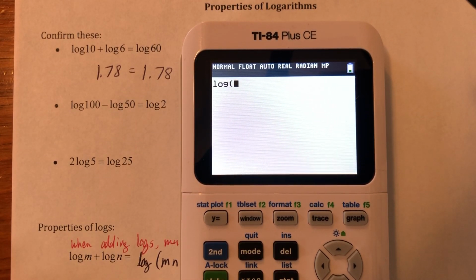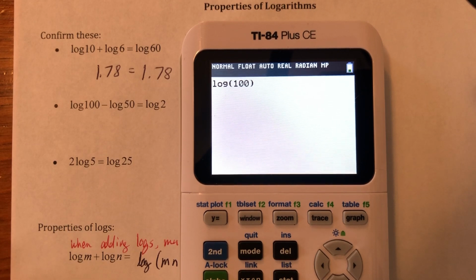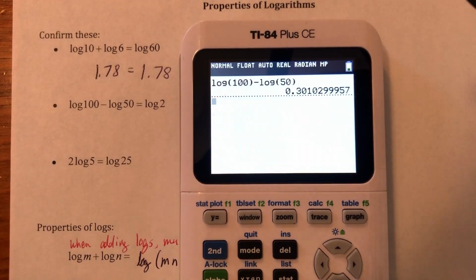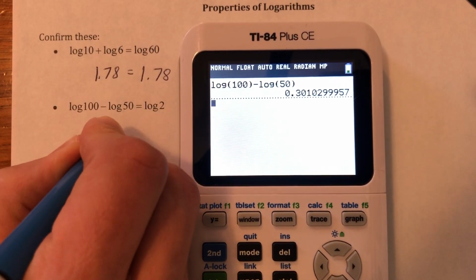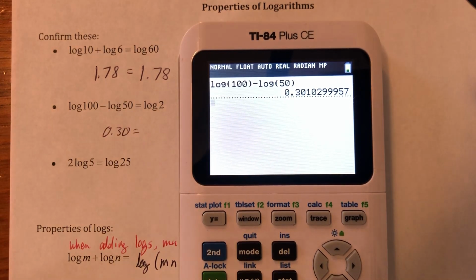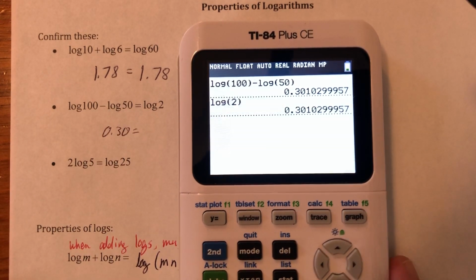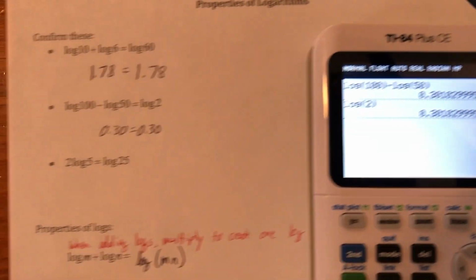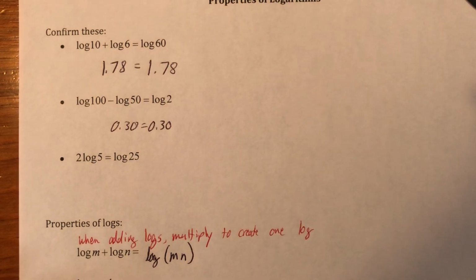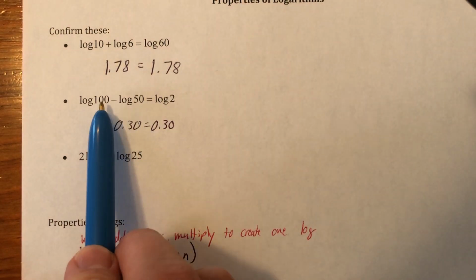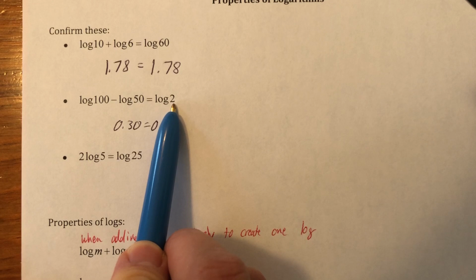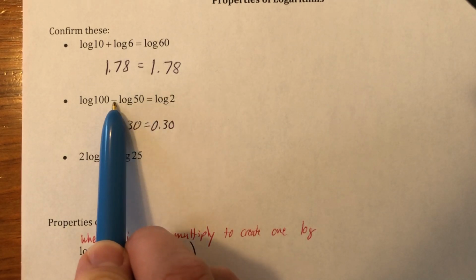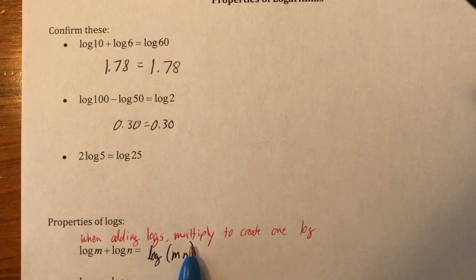So log of 100, which by the way is 2. I just want to point that out because 10 to the second would give you that. Anyway, minus log of 50 is going to give me 0.30. So I like to put unnecessary zeros. And then log of 2 is 0.30. Oh, surprise. This is amazing. Yay. So what am I doing? What's the big idea I'm going to carry away from this one? And it's this. So how do I turn a 100 and a 50 into a 2? I could divide. So when I'm subtracting logs, I can divide to create one log.